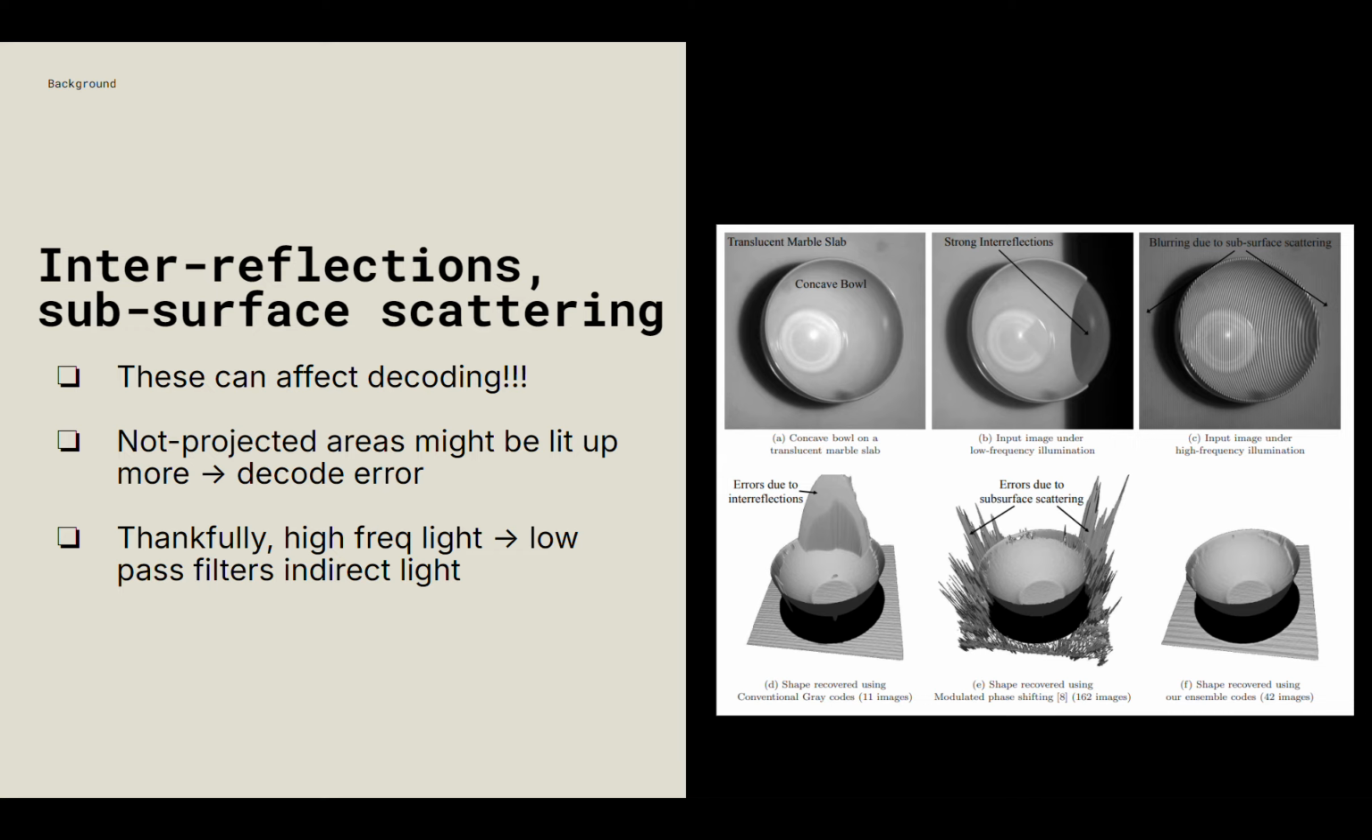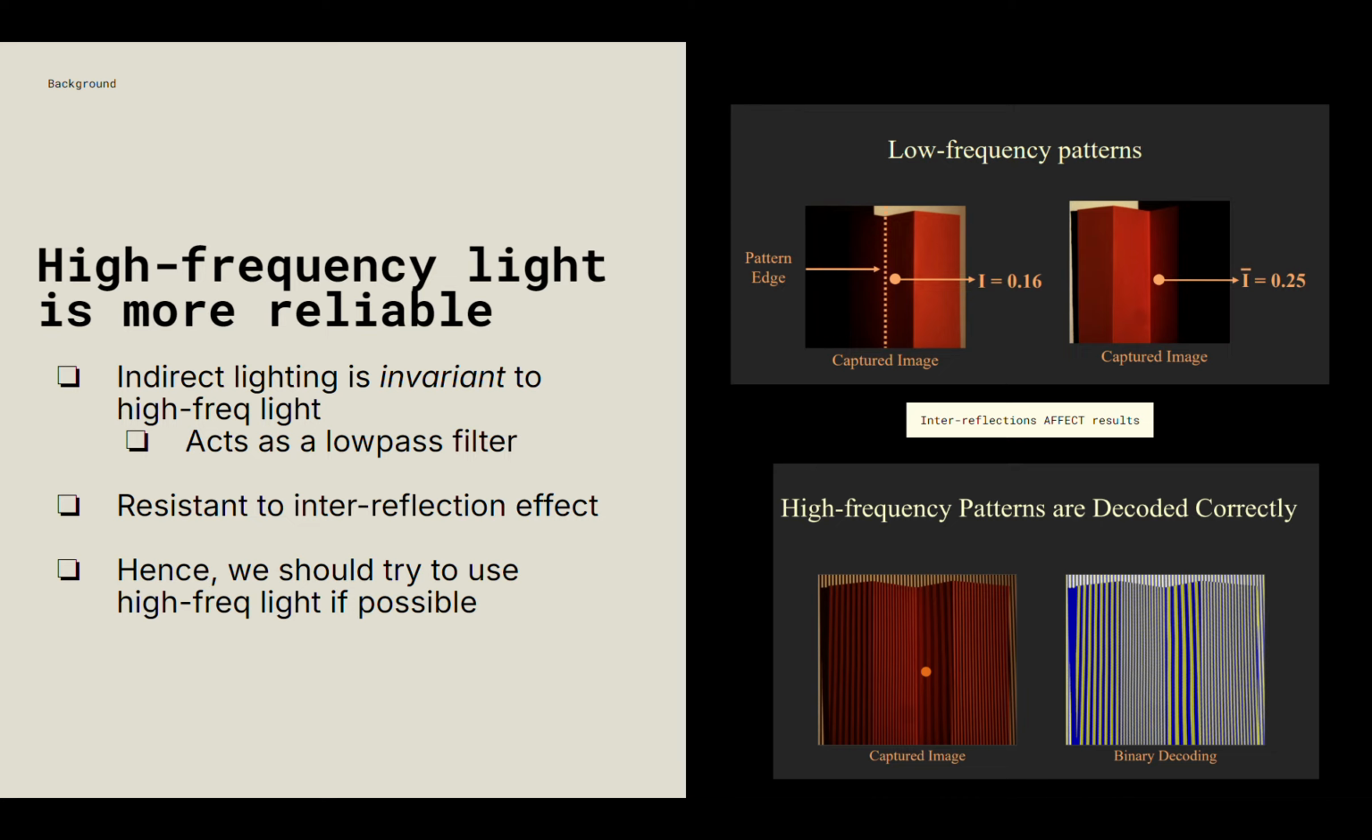For instance, you can see this bowl. There's this white patch of light that's from the strong interreflections, and when you shine the binary or gray codes on it, it'll accidentally decode that as on when it's not supposed to be on, and then you can get some errors in your binarization. But thankfully, there are some ways around this or ways to alleviate this problem.